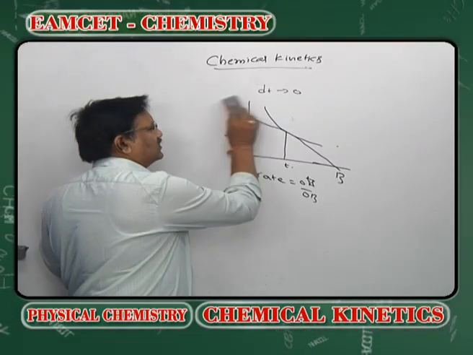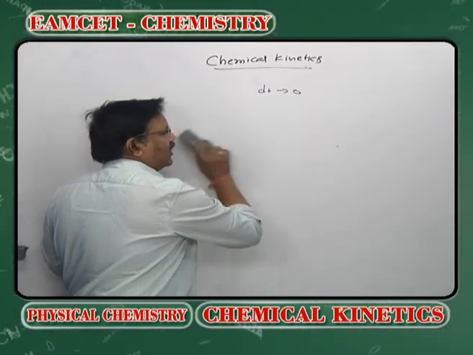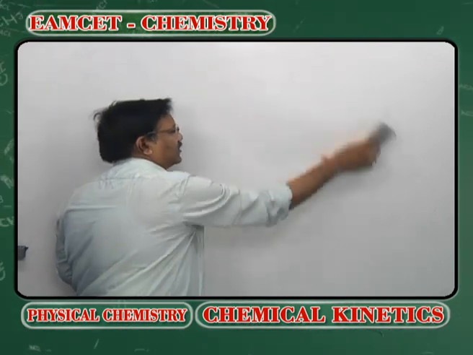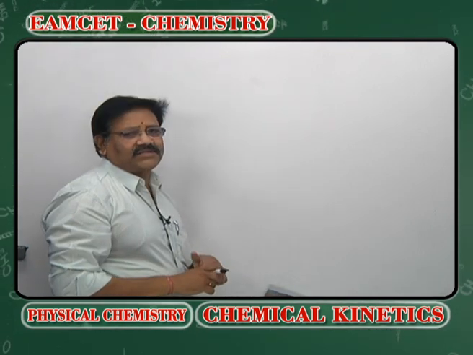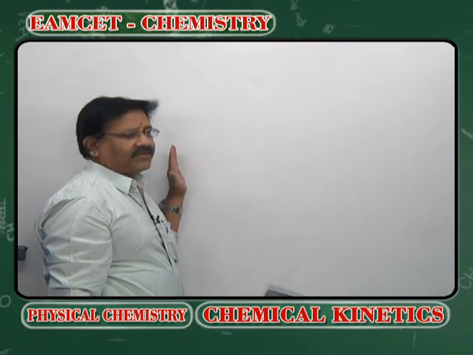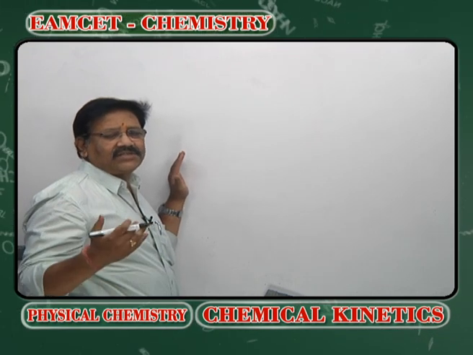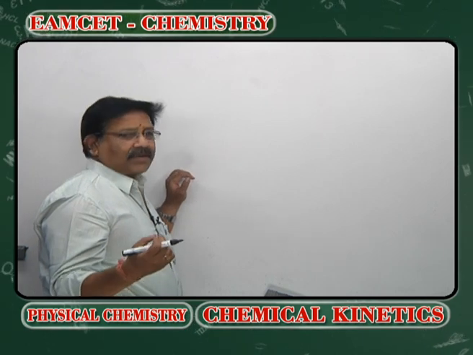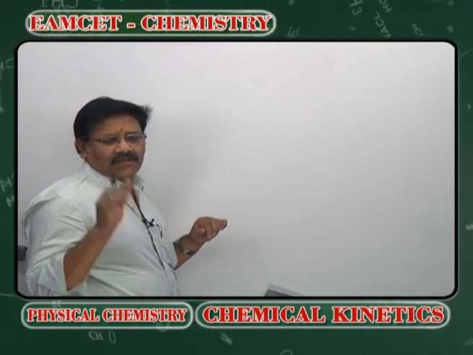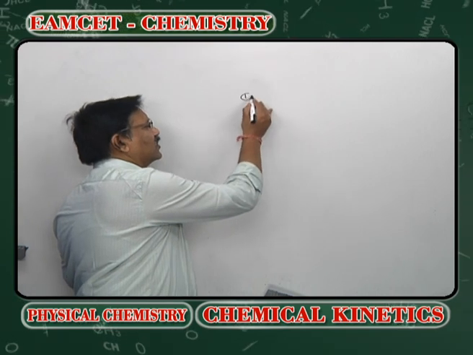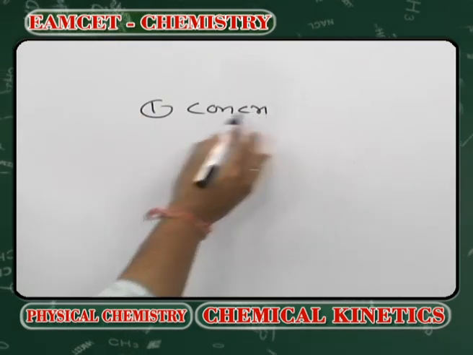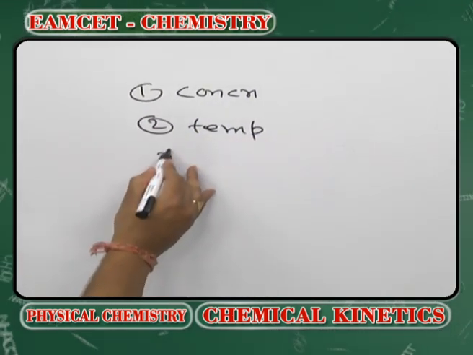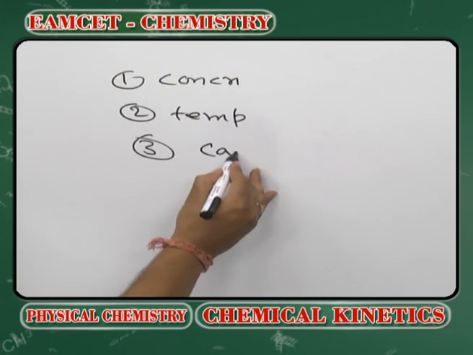So, these are the general methods of determining the rates of the reaction. And what are the factors that influence the rate of the reaction? The three main factors: one, concentration; two, temperature; three, presence of catalyst.